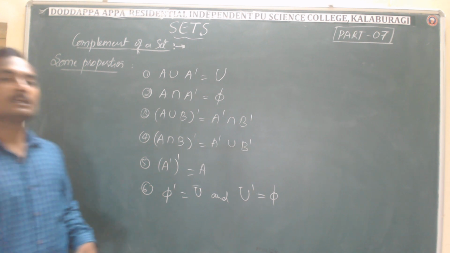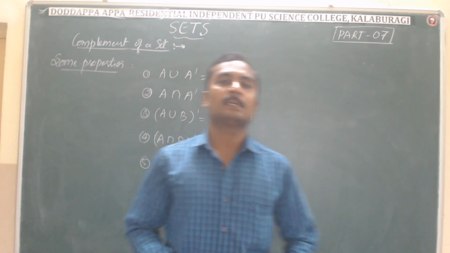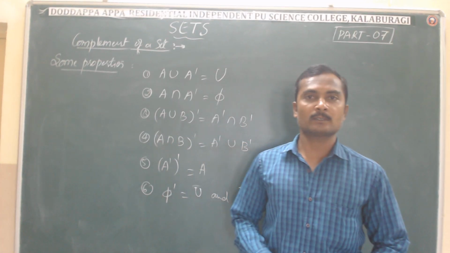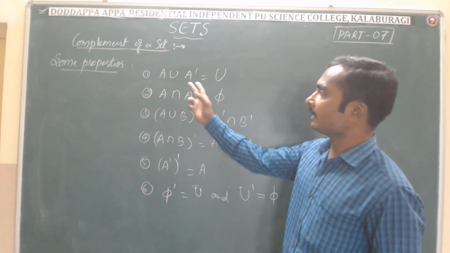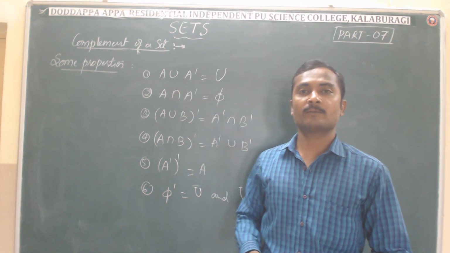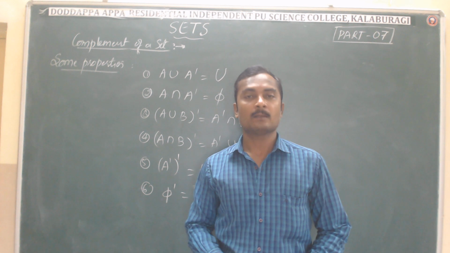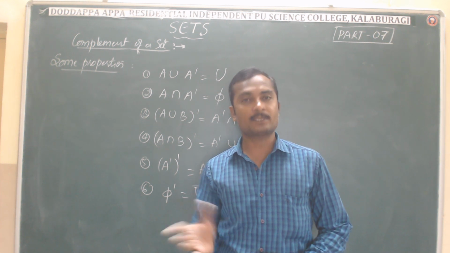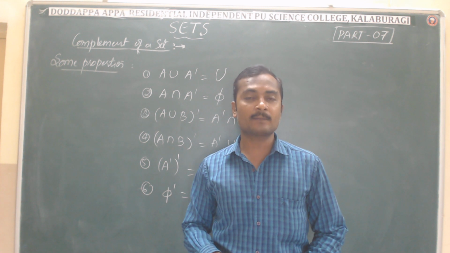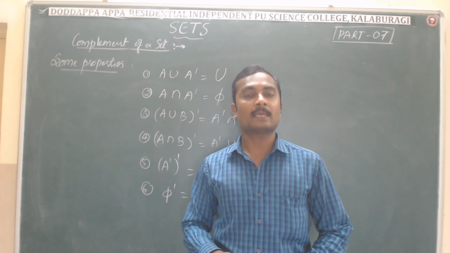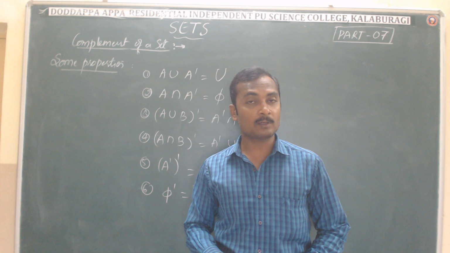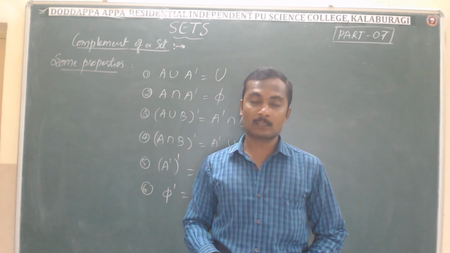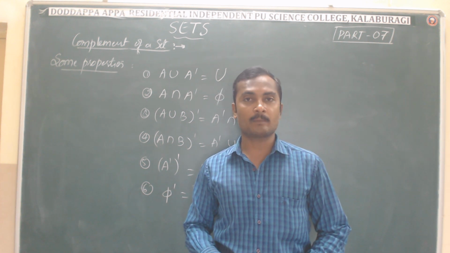Okay students, so there are some properties that exist on the complement of sets. First one is A union A complement. Let us recall the definition of the complement of a set. If U is a universal set and A is some subset of U, then the complement of A is the set of elements which belong to the universal set but not to the given set A.